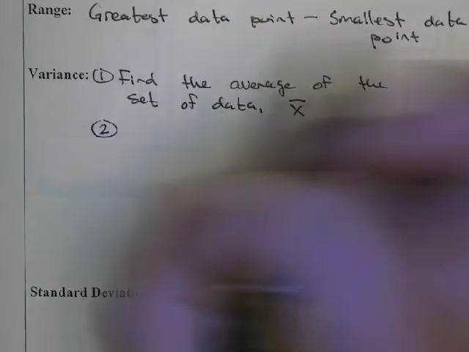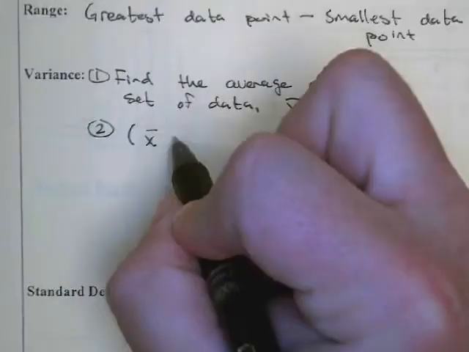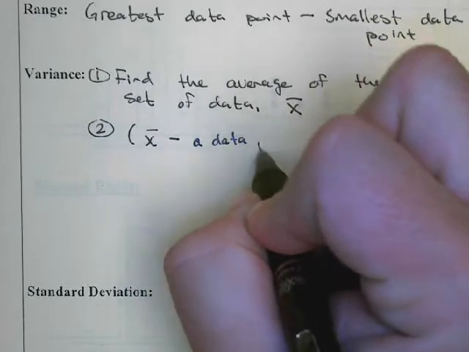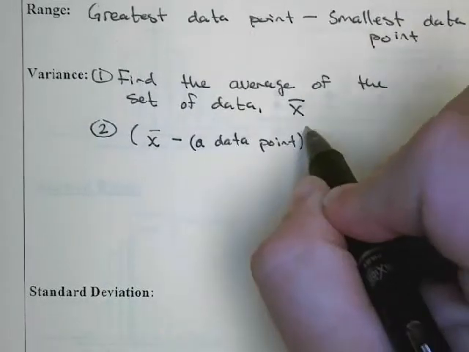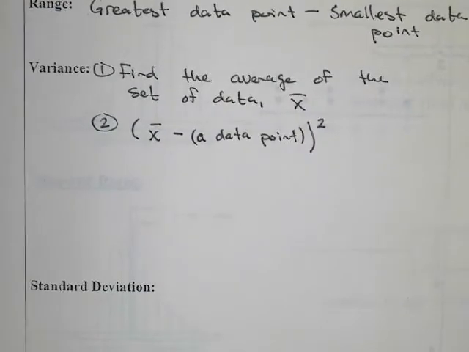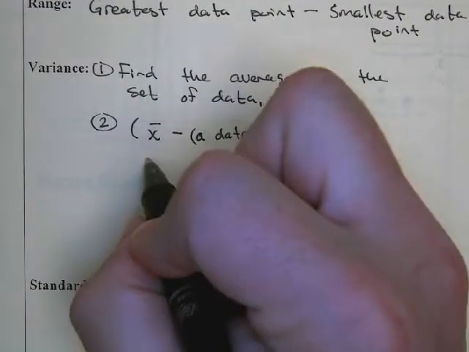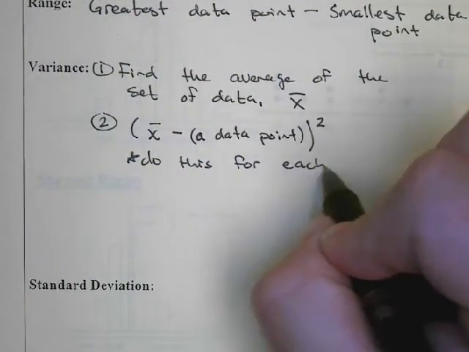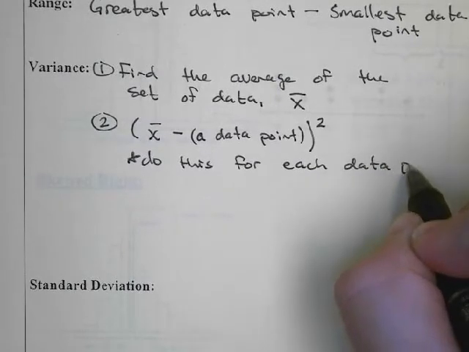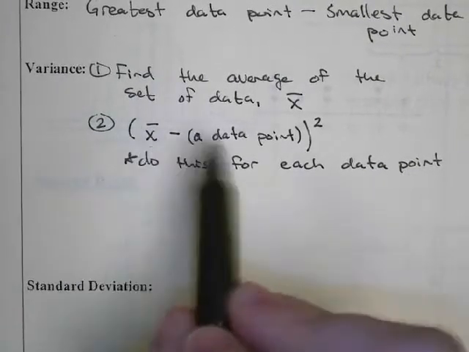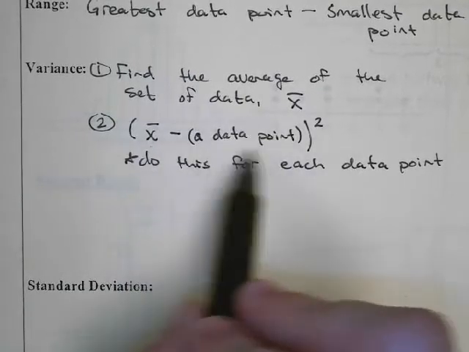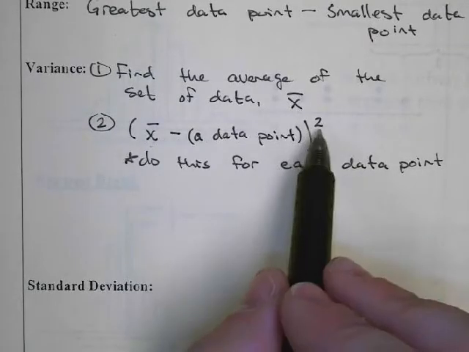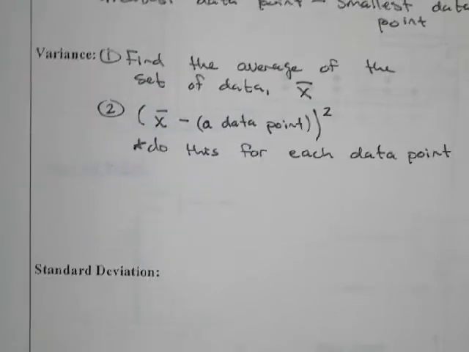Step 2, take X bar and subtract from it a data point. And after you do that subtraction, you square it. And then you do this for each data point. So we'll take our average, subtract each data point. We'll do this each time for each data point, and then we'll square that difference. So we find the difference and square it, and then we'll get a new set of points to look at.